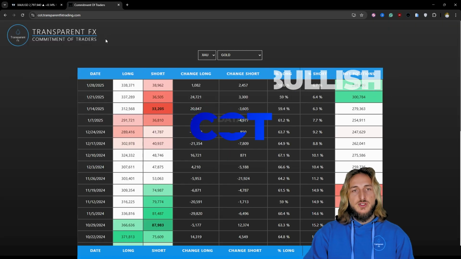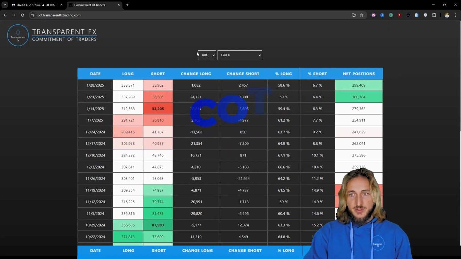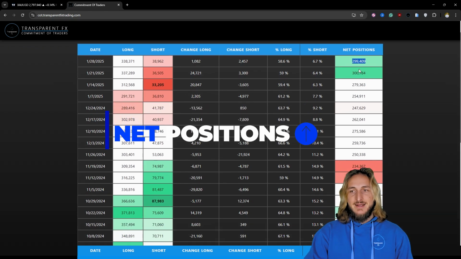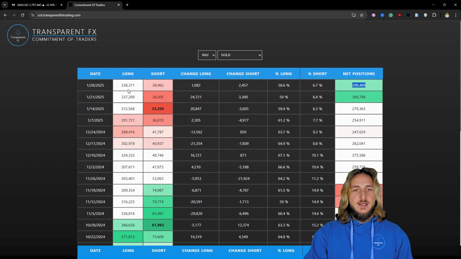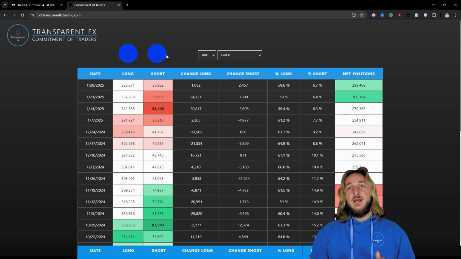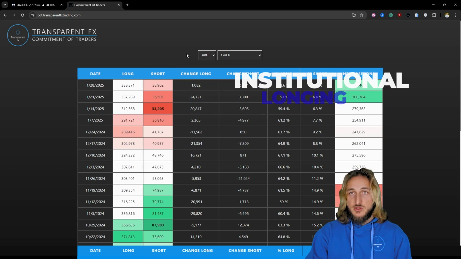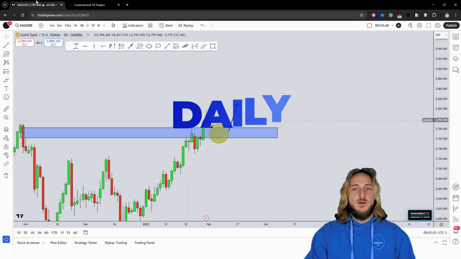Now, if we go and see what we have when it comes to the commitment of traders, so what the big players in the market are doing, and we look at the data precisely for gold, we can notice how with the last reports, we went from 234K net positions up to 299K net positions. So we can see how currently institutions are sitting with 338K longs compared to only 38K shorts. This means that institutions are currently aggressively positioned to the bullish side for gold, therefore making it stronger. So let's keep this in mind and move back to the chart.